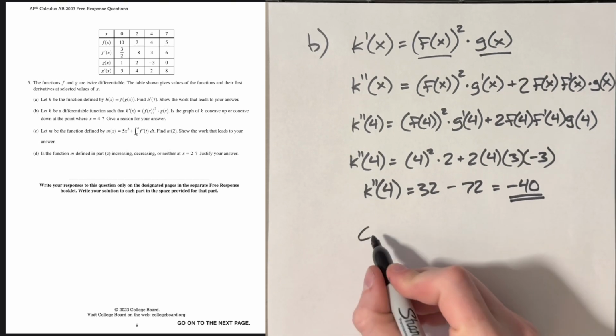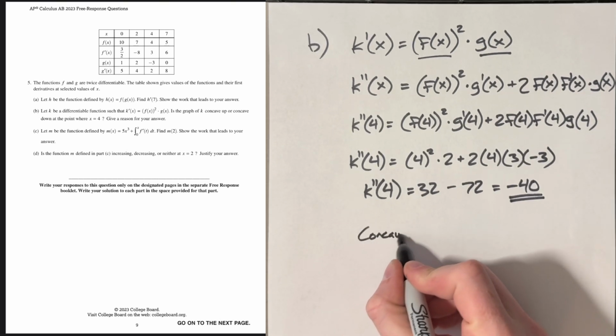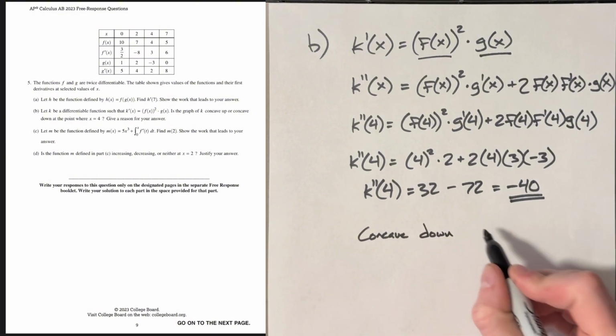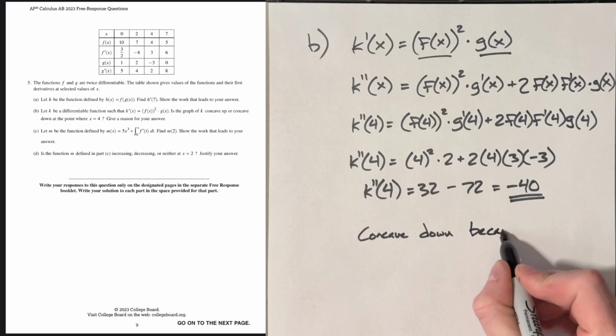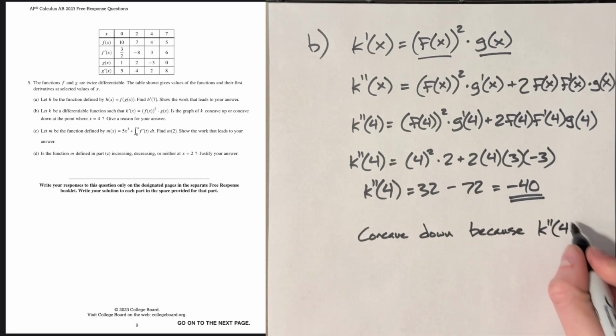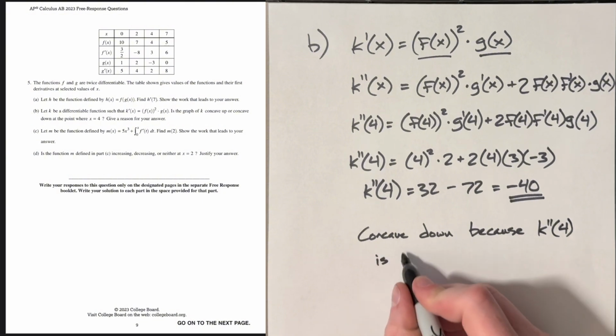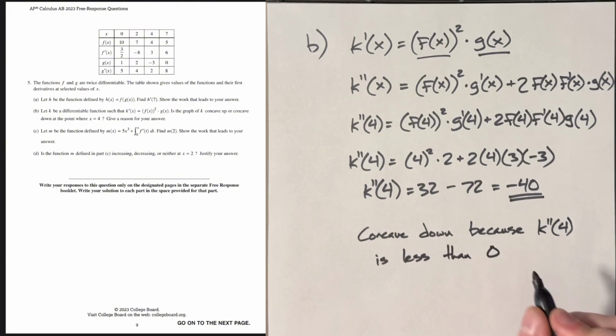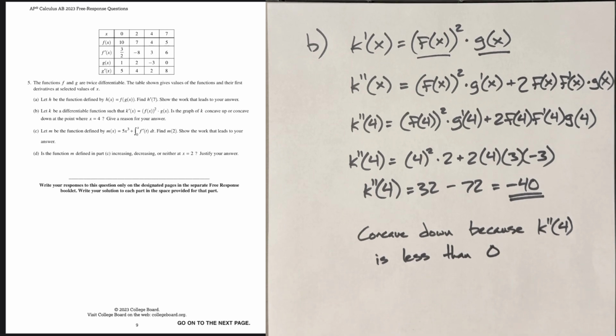And I would say that this function is concave down because k double prime of 4 is less than 0. Because we know that when a function's second derivative is less than 0, the function is concave down. So that is our answer to part B.